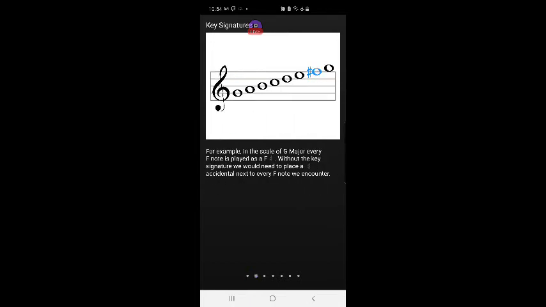For example, in the scale of G major, every F note is played as an F sharp. Without the key signature, we would need to place a sharp accidental next to every F note we encounter. Placing the same accidental in the same notes becomes redundant, so instead we identify the accidentals that are used consistently and place them next to the clef in what is known as the key signature.